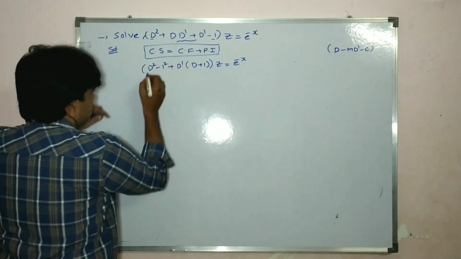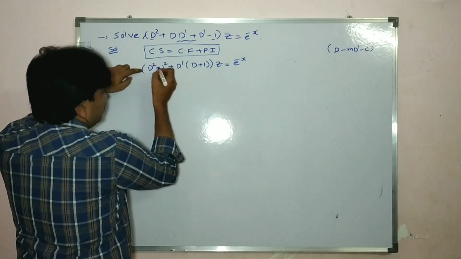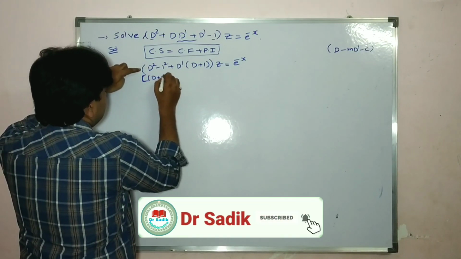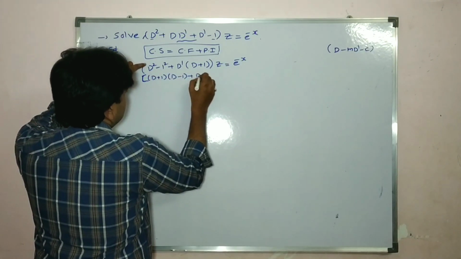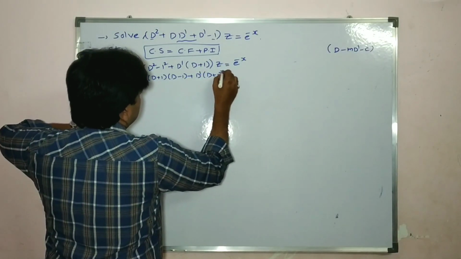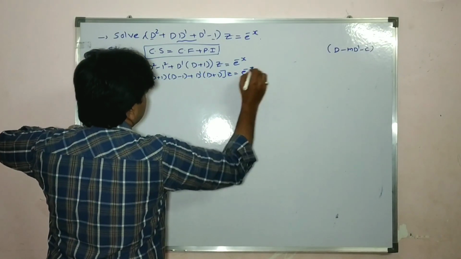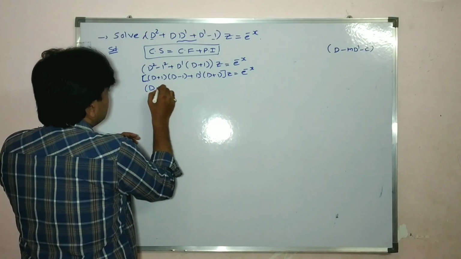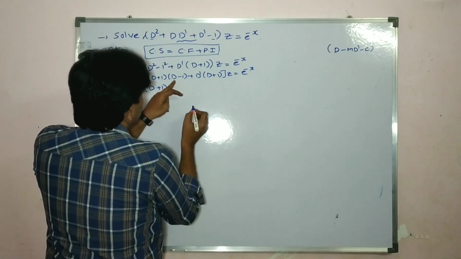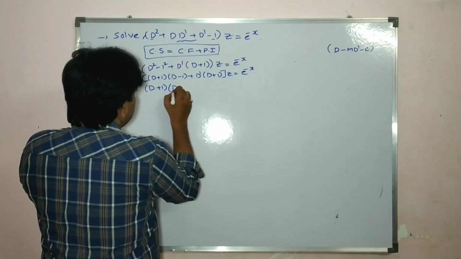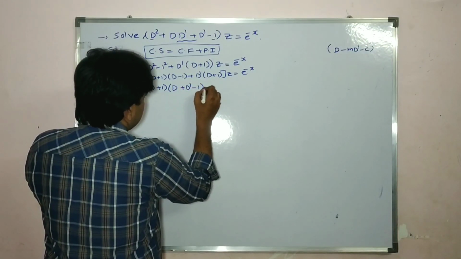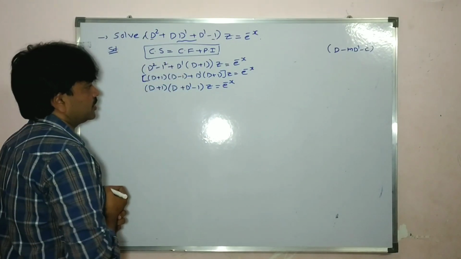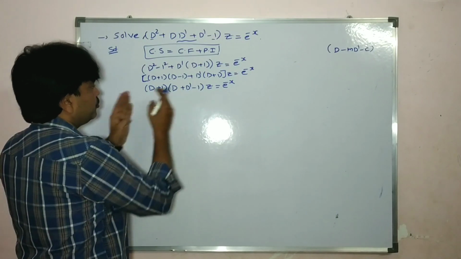Now D² minus 1², students: a² minus b² equals (a plus b)(a minus b). So we get (D + 1)(D - 1) plus D'(D + 1) z, that is equal to e^(-x). Now the common term, students, we can take common D plus 1. So you get (D + 1)(D - 1 + D') z, that is, (D + 1)(D + D' - 1) z equals e^(-x). Now here we have two factors, students.